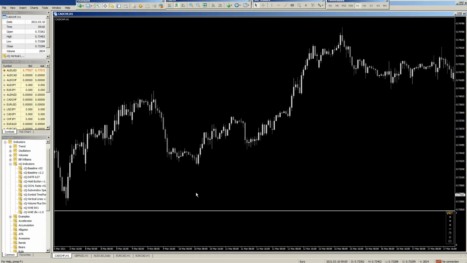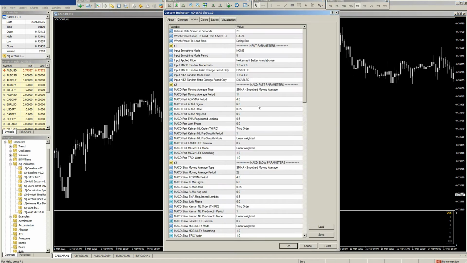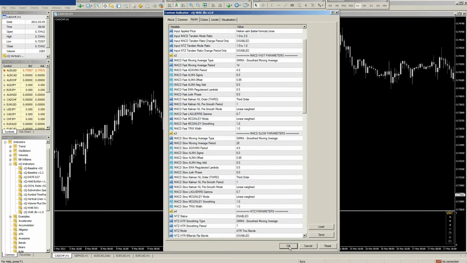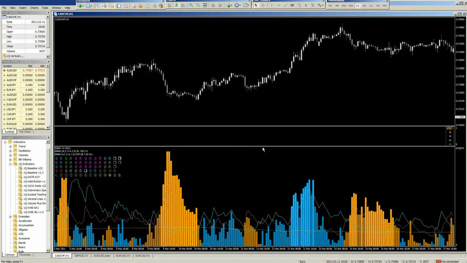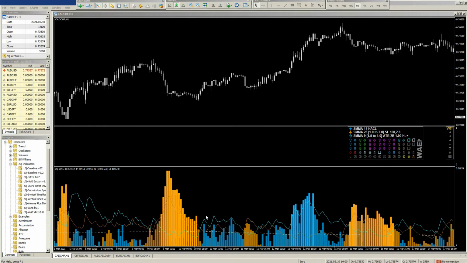This video is about the cQ-Waddah Attar explosion indicator. Add it to the chart. The indicator is used to indicate if there's enough volume to get into a trade.